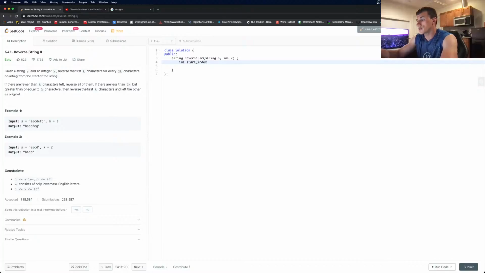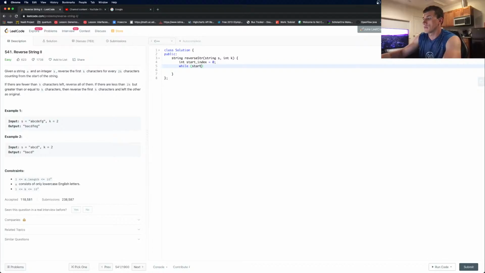Start index equals 0. All right. So while, and let's say int i, or actually while start index plus k less than s length, with this thing.